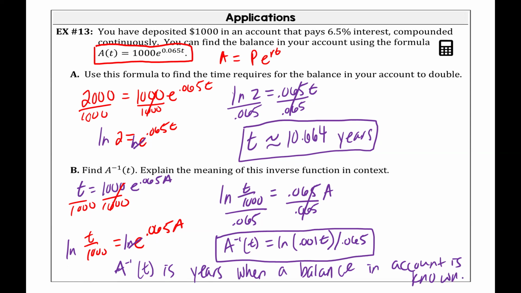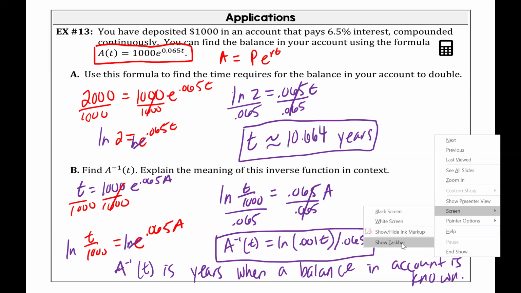So now, if I know my balance, what I'm plugging in for T is now your amount. So we would plug in, for example, 2,000, and find the amount. So, for example, if I told you I want to save $5,000, you could use the inverse to say, okay, it's going to take you this amount of time to save $5,000.